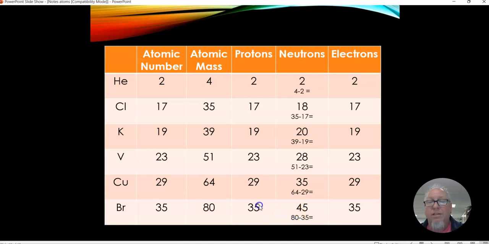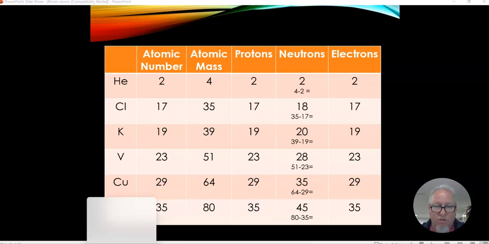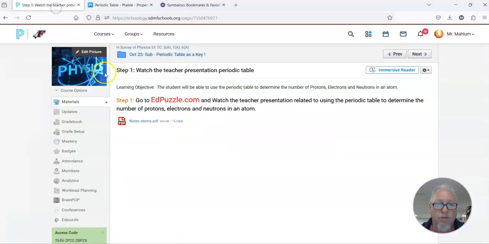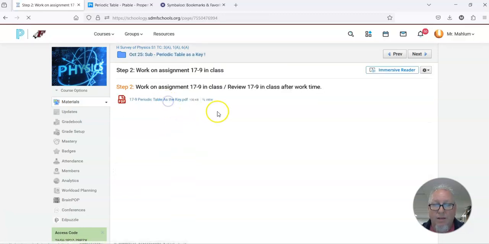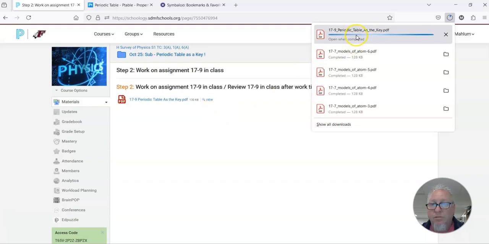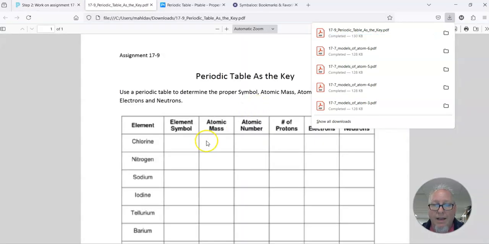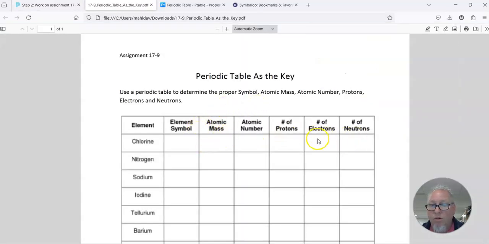At this point, you have the instruction you need to carry through the rest of this class period. And the rest of this class period would be to do the things that are on Schoology. So for example, on Schoology, now that you've finished watching this particular presentation, you're supposed to work on assignment 17-9. Notice when you open that assignment that these columns, these items, might not be in the same order that they were just a minute ago in those notes. Pay very close attention to the column headings.